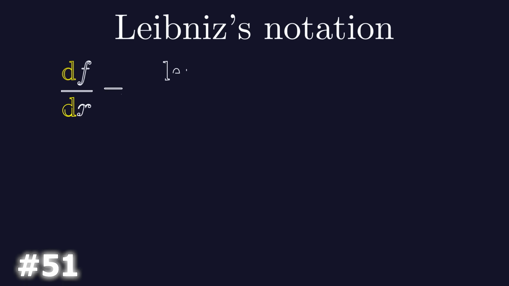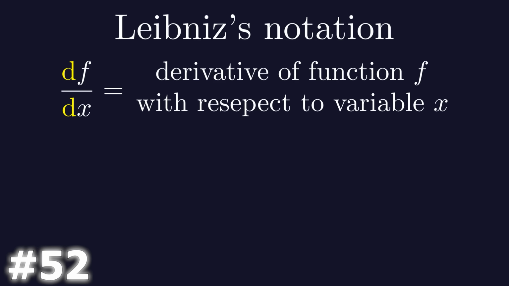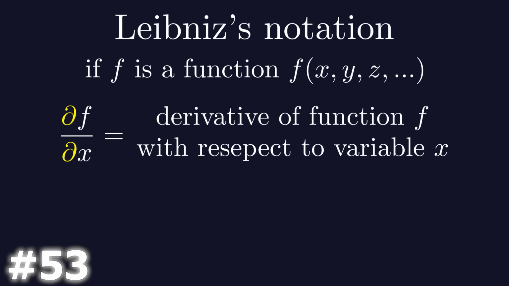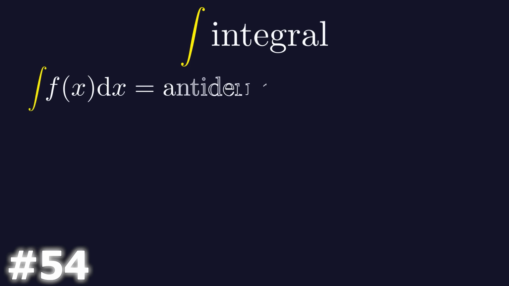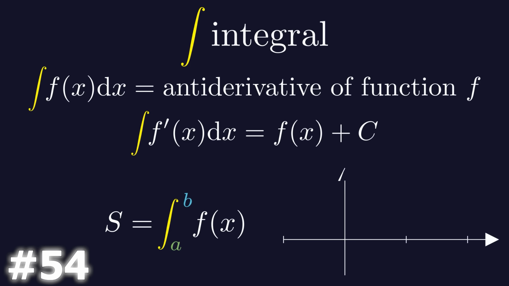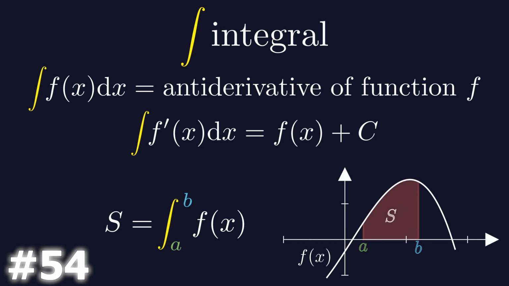The Leibniz notation for derivative represents the derivative of a function or a variable at the top with respect to the variable at the bottom. If we round the d, we get a notation that represents the partial derivative. It is used for a function of several variables. Integral denotes an antiderivative, which is basically the opposite of the derivative. With subscript and superscript, it denotes a definite integral, which represents the area under a curve or the accumulation of a quantity over an interval.